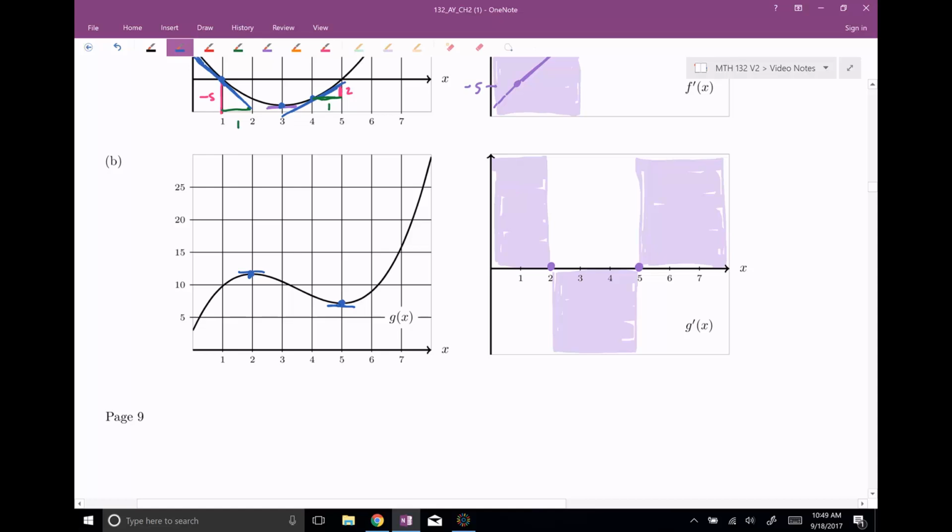And then finally, between 5 and 8, or 5 and continuing on forever, at least as far as this graph can tell, it looks like it's increasing. So it should have a positive derivative up here. All right, and that's kind of where I left off.